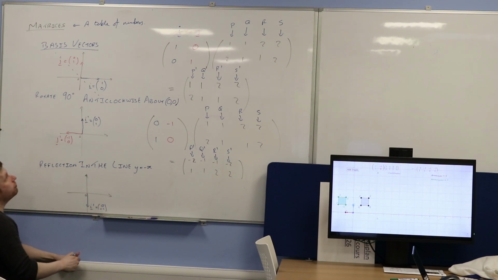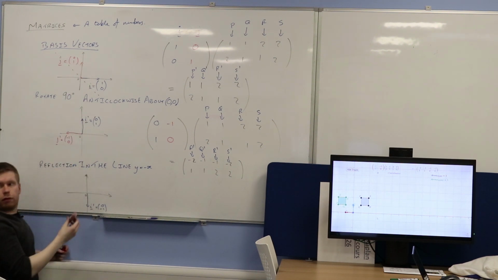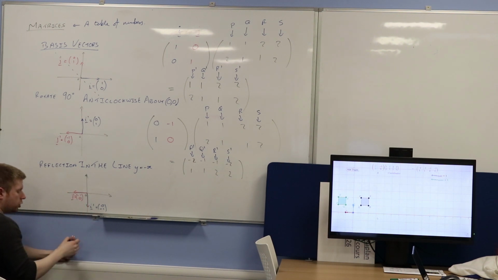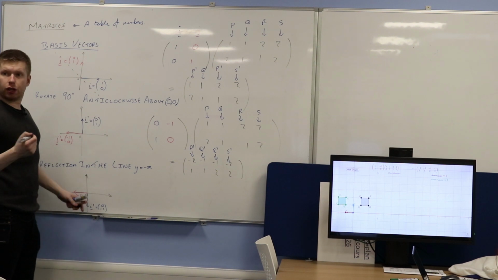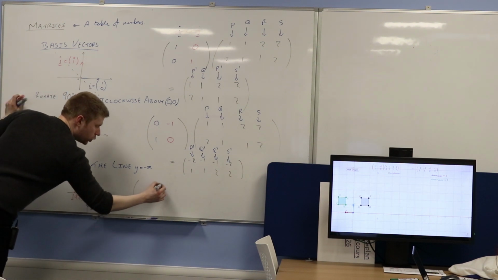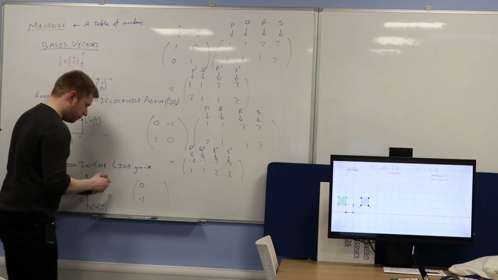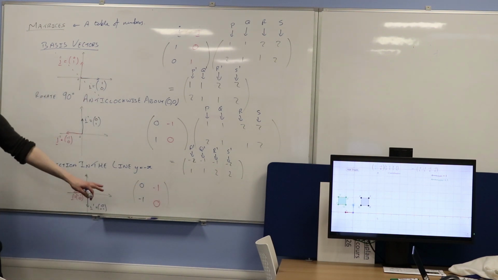Where does j end up? So j was up there, gets reflected, ends up negative 1, 0. Okay? So in other words, our transformation matrix, which corresponds to a reflection in the line y equals negative x, should be what? So go columns. 0, negative 1. Negative 1, 0. So you literally just copy that across.